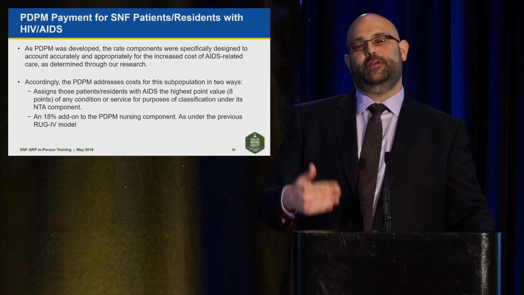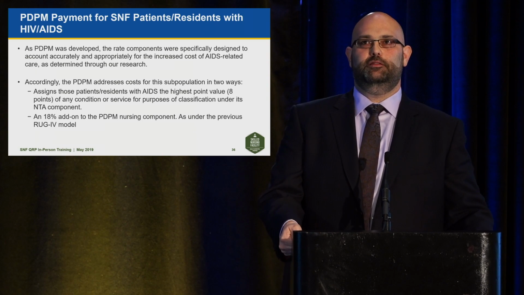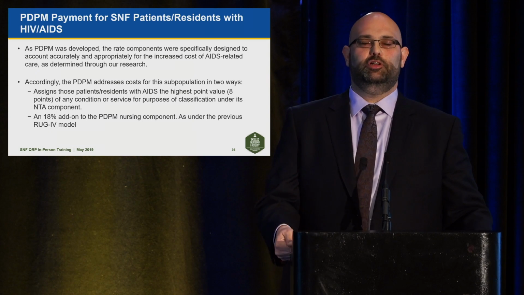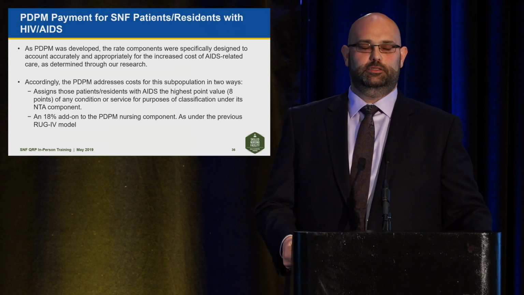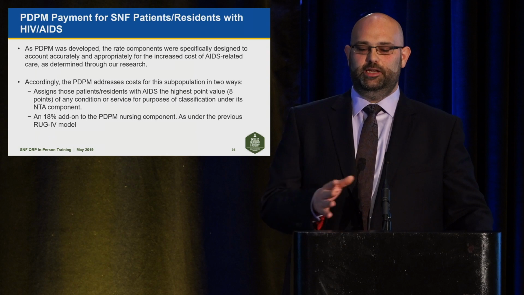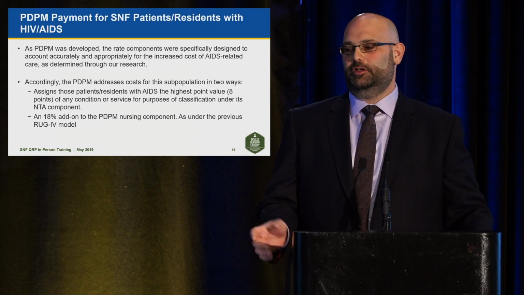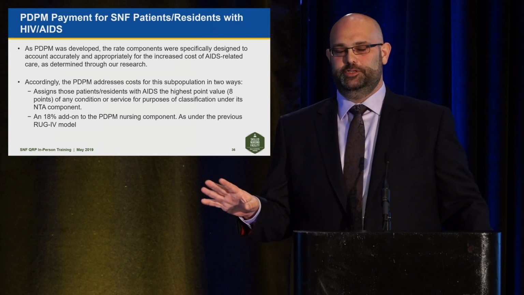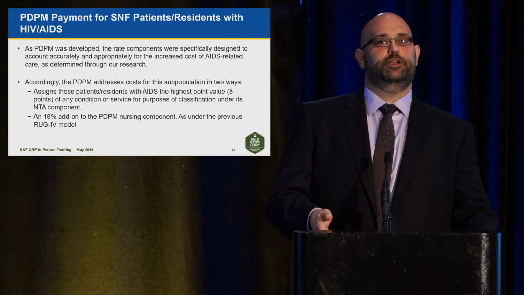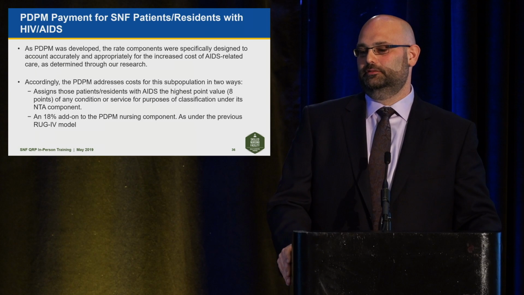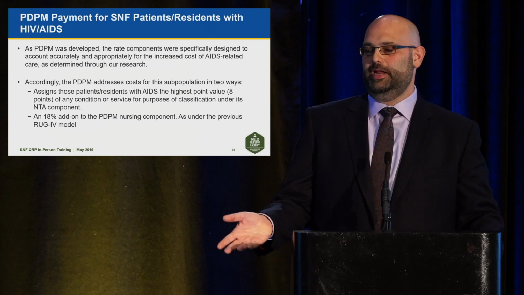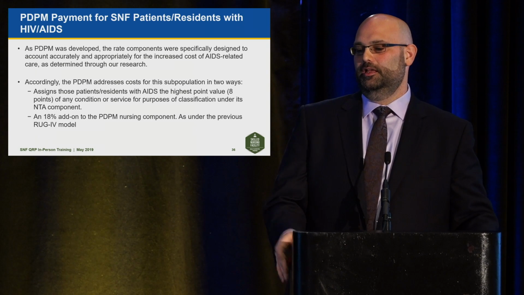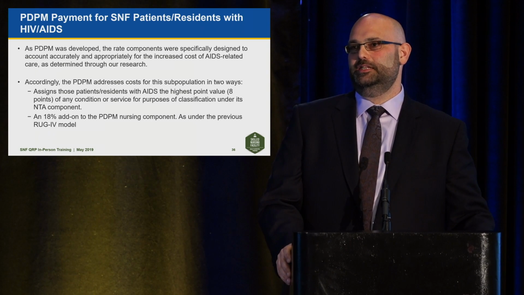Okay, but what we found in our data was that having HIV and AIDS was actually negatively correlated with increases in therapy cost. Okay, it was more connected with increases in NTA and nursing costs. So to try and address that better, we have eliminated the 128% adjustment and instead have a much more tailored adjustment that focuses only on the nursing and the NTA component. So again, for NTA, you get that 8-point increase, okay, the highest increase you can get, and for nursing, you get an 18% add-on.